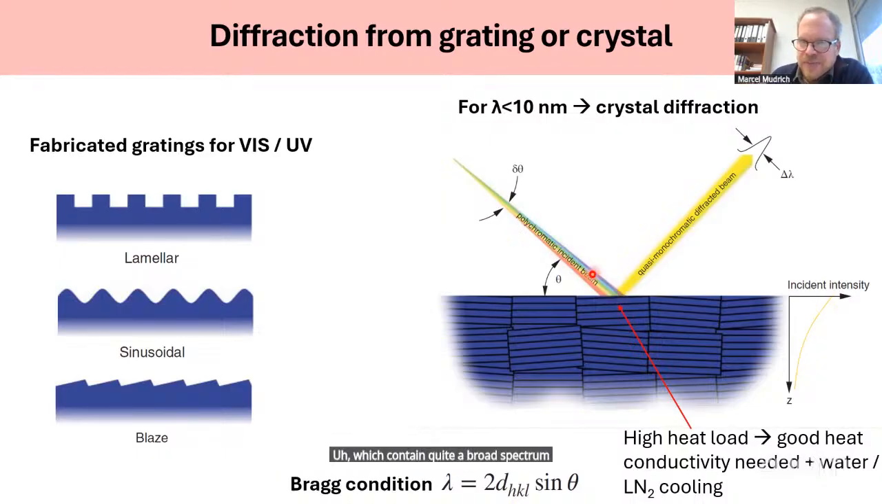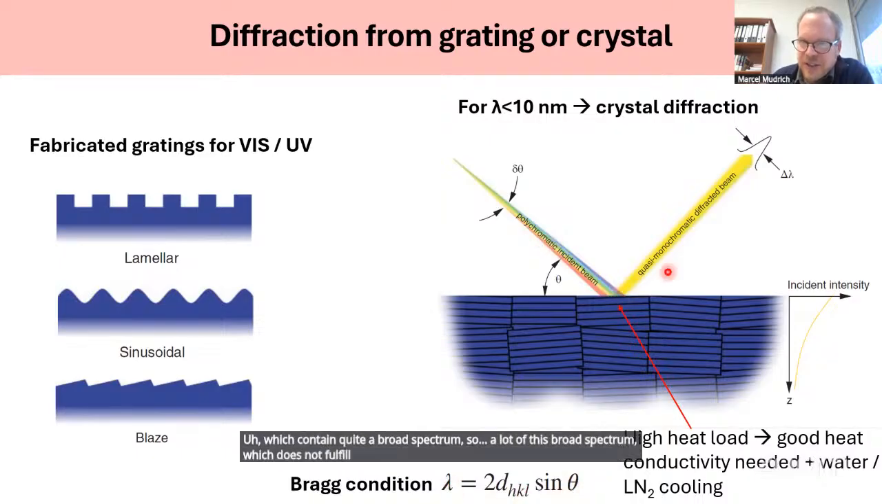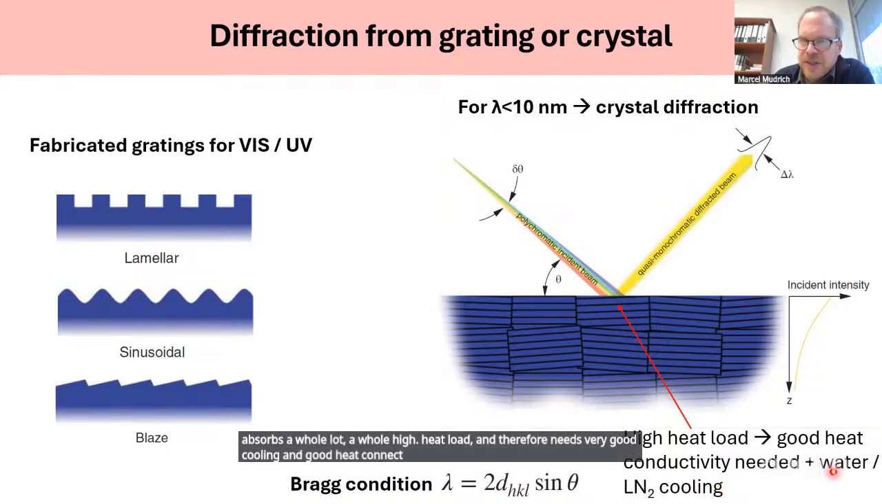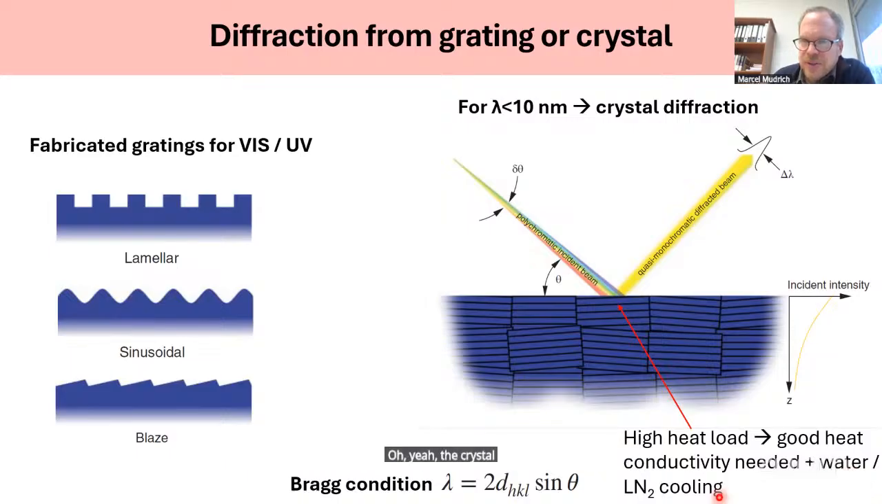So a lot of this broad spectrum, which does not fulfill Bragg's condition and is not diffracted, will just be absorbed inside the material. So this means that the first diffraction grating in such a synchrotron beam absorbs a whole high heat load, and therefore needs very good cooling and good heat conductivity. And typically these crystal gratings are water cooled or even liquid nitrogen cooled.